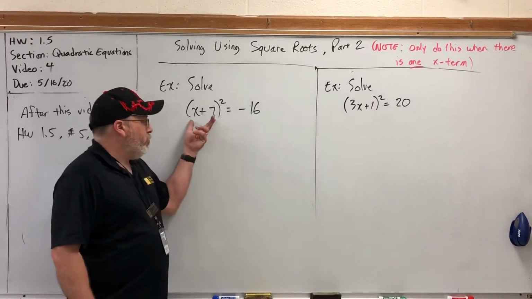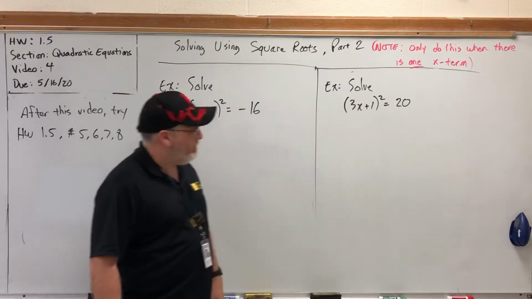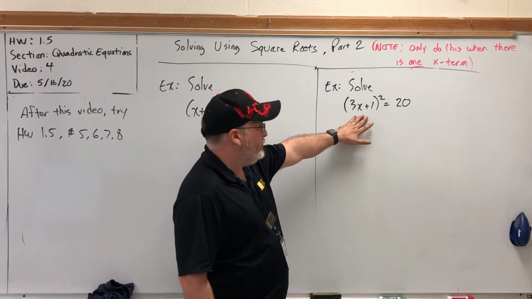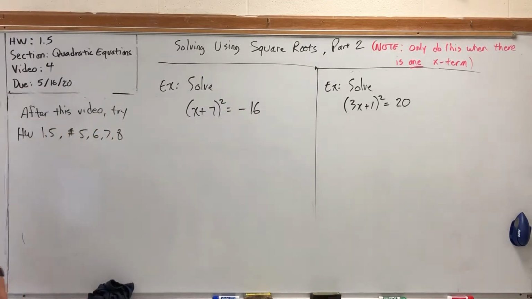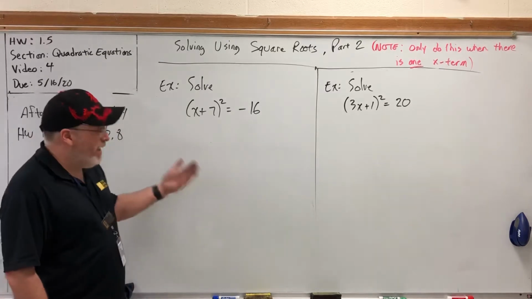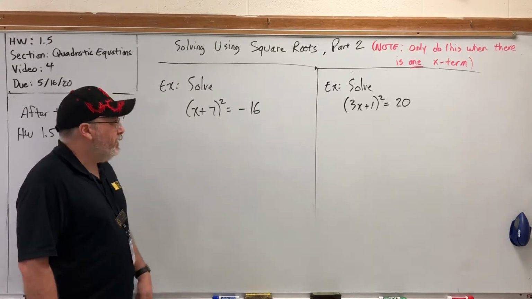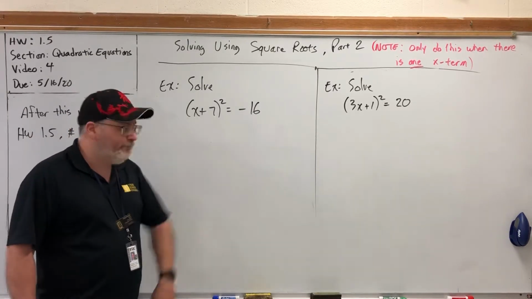Solve (x + 7)² = -16, and solve (3x + 1)² = 20. If you'll notice, on both of these the square is already isolated, so I don't have to do anything prior to square rooting both sides. But let's think about the problems that are about to occur.